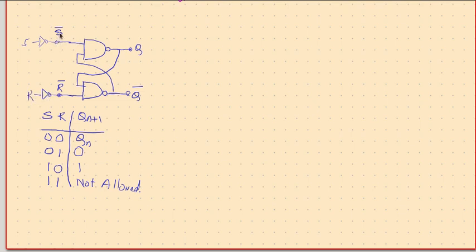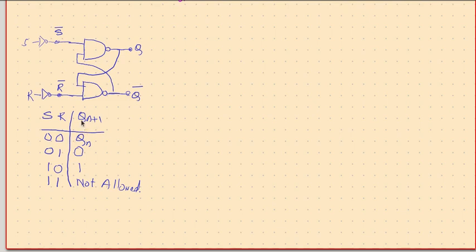So if you want S bar to be 1, we want S to be 0. If you want R bar to be 1, we want R to be 0. So in that case, the truth table for this circuit looks something like this. When both are 0 0, that means this is 1, this is 1. When both are 1, there is no driving force to make it compulsorily 1 or 0. Therefore, this is going to continue with the previous state.